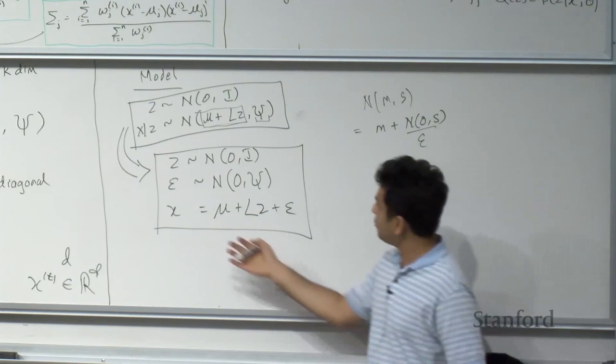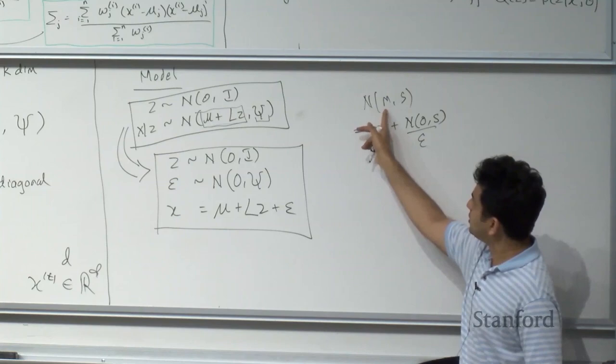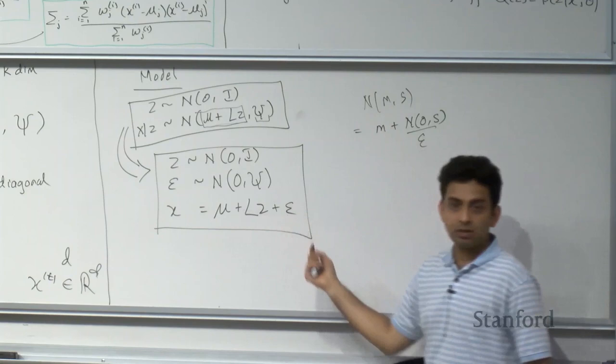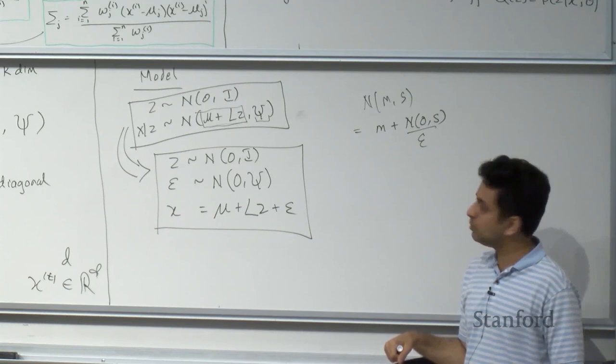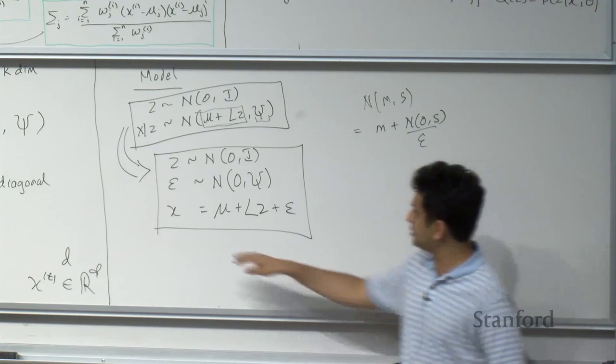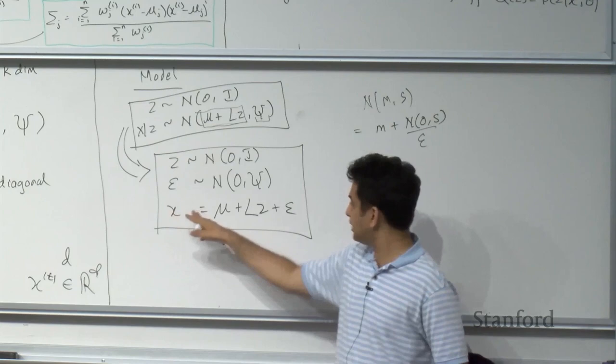So X has mean, as you can see here, right? This is just mu plus LZ, and mu plus LZ plus epsilon. The covariance of X won't have any contribution from Z, because X is mu plus LZ. We haven't written the distribution of X here. You can just rewrite X as this thing.